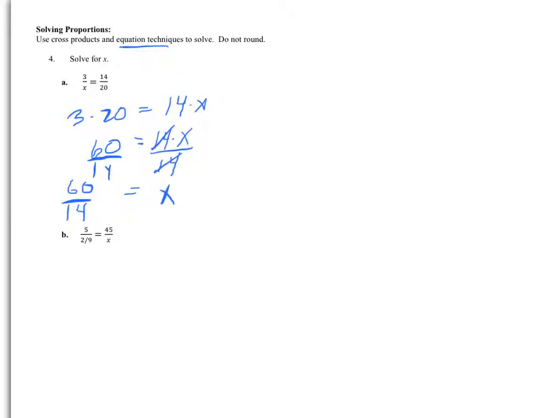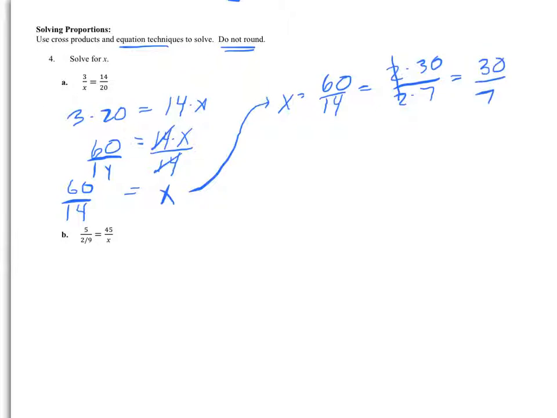Now they said do not round, so we're not going to punch that into our calculator or anything and get that in decimal form. But what we can do is take that 60 over 14 and write it in simplest form. 60 over 14, both of those values are divisible by 2. 60 is 2 times 30. 14 is 2 times 7. Our 2's can divide nicely, and we're left with 30 sevenths, or 30 over 7. That is the value of x that solves our equation.